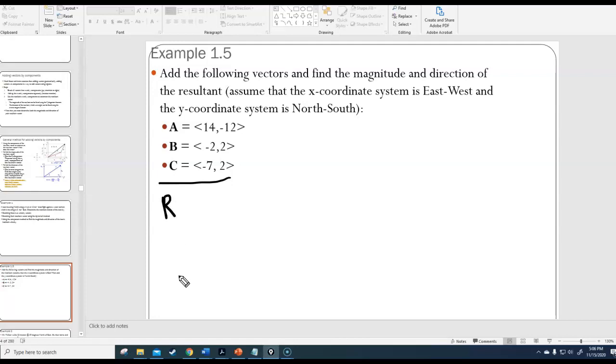I'm going to call it R, generically for resultant. Finding the components of the resultant is super easy, because all I'm going to do is add up the x components, add up the y components, and then reconstruct my entire resultant vector using those things. The x component of the resultant I would find by doing 14 plus -2 plus -7, and that would give me 5. Then I add up the y components: -12 plus 2 plus 2 is -8.